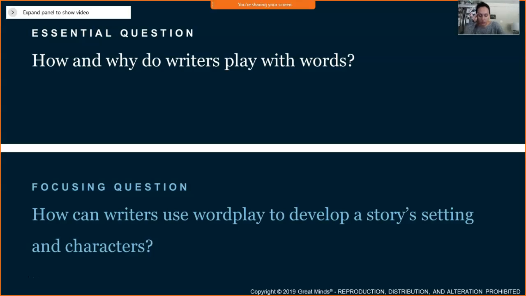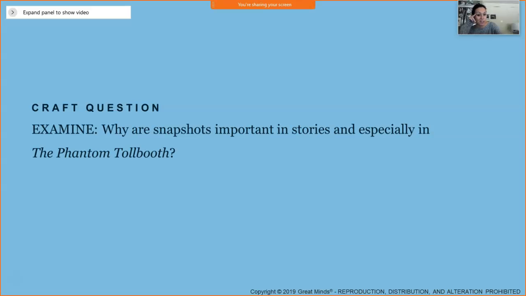So again, how and why do writers play with words is our big question we're focusing on, and how can writers use wordplay to develop a story setting and characters. So in this next group of lessons, we're going to just focus on how Norton Juster, our author, is developing the characters in the novel. So that's especially what we're going to be doing today.